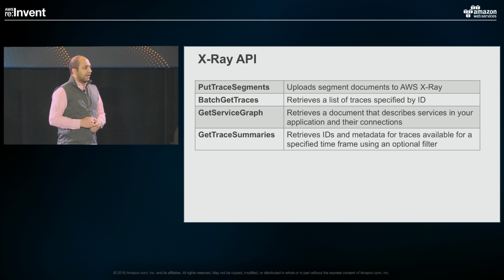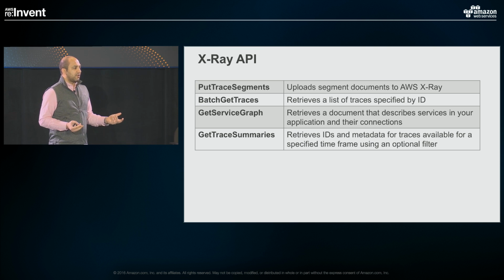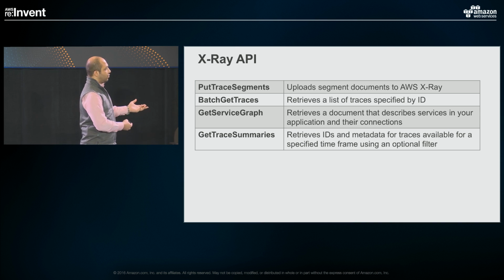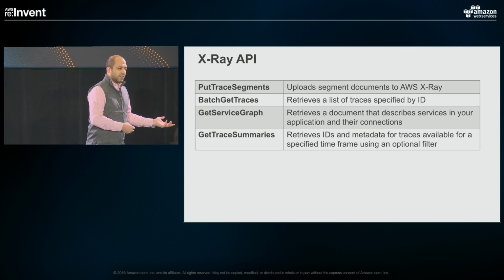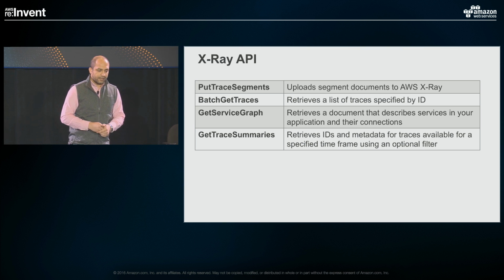We have GetServiceGraph, which returns the aggregate service graph as a JSON model so that, again, you don't have to use our visualization if you don't like it. You can take this data and build your own dashboard if you'd like.